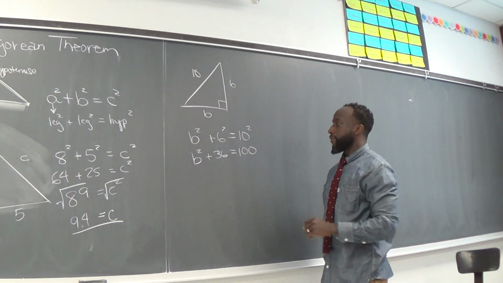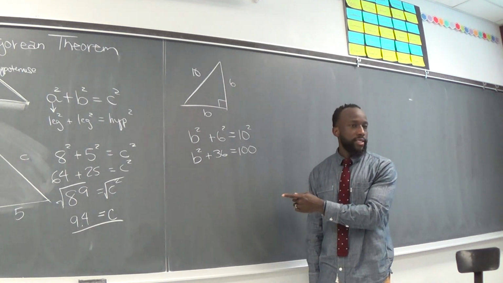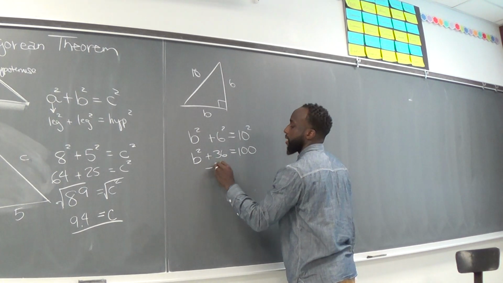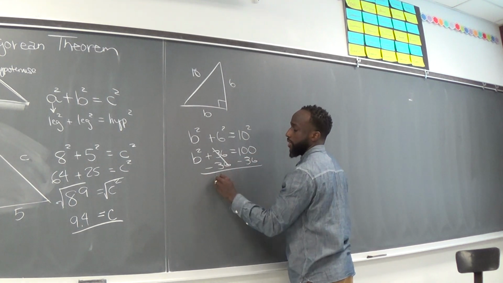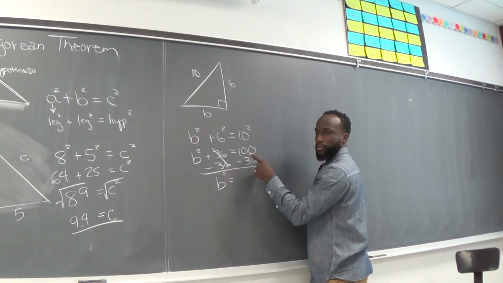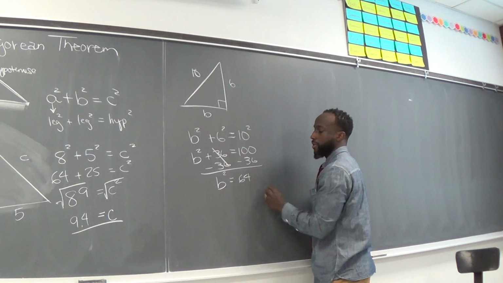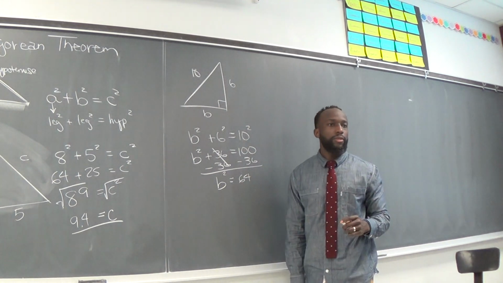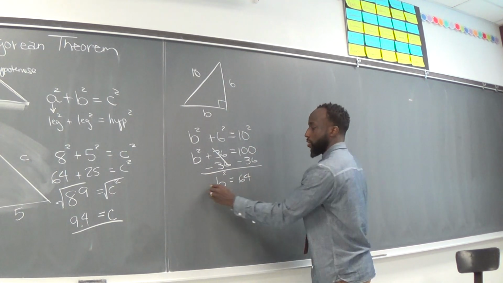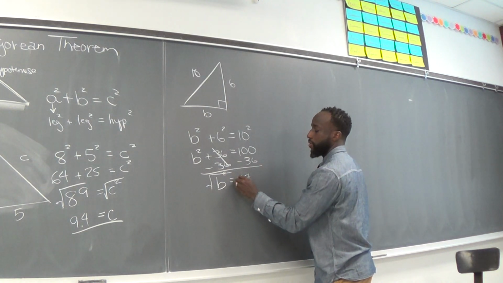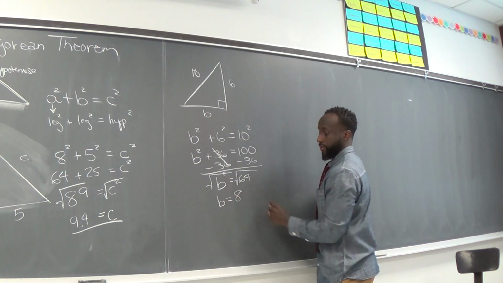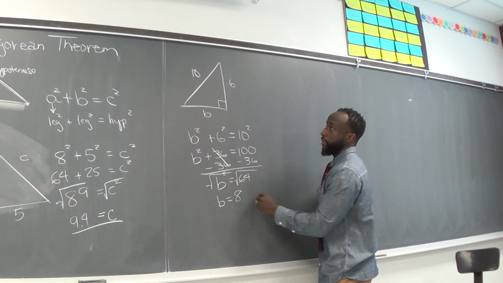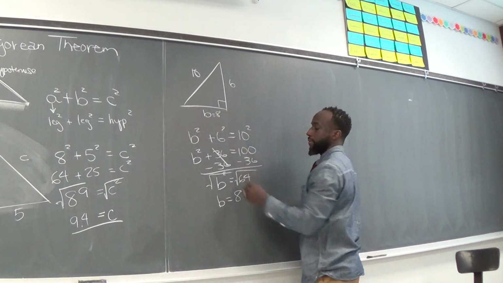Okay? Now, how do we solve for B here? What's the next thing? Subtract 36. Very good. You subtract 36. Alright? So now B squared equals 64. What's the next step we do? Take the square root of both sides so we can get rid of this B squared. So now B equals 8. Okay? B equals 8. Alright? So now this side is 8.